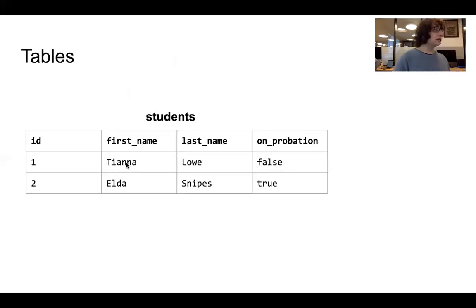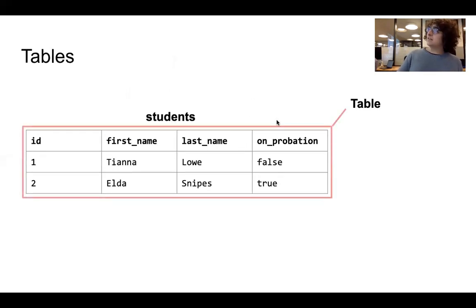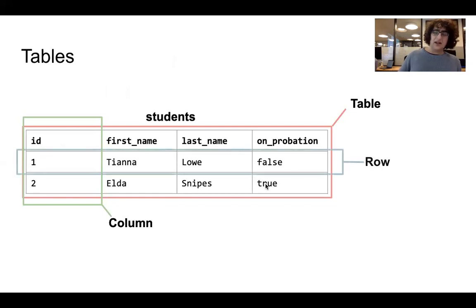So an SQL database consists of a few parts. This is a table. This is a table for students. Right here, this whole thing is the table. Each of these is called a column, and each of these is a row. So tables, columns, and rows. That's going to be our life for the next week or so.